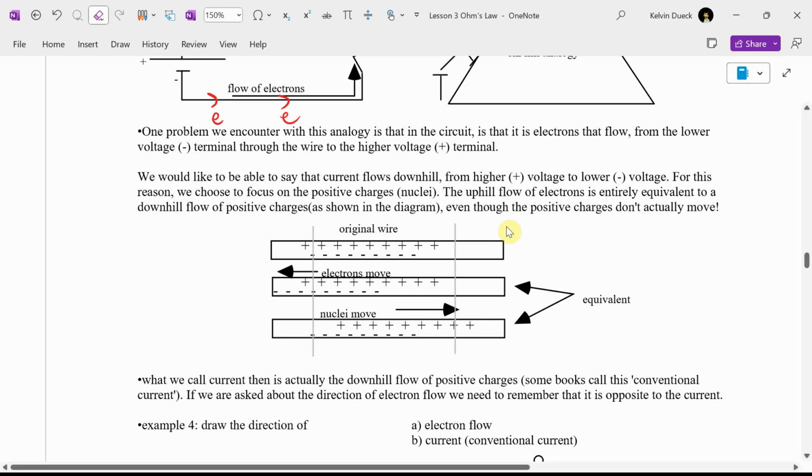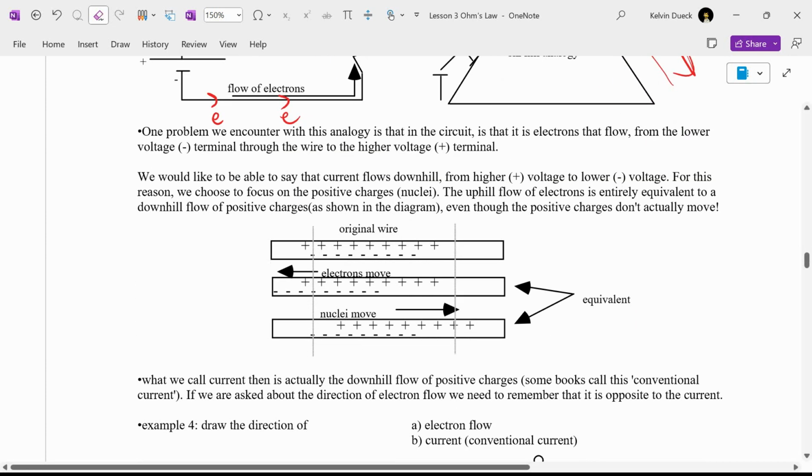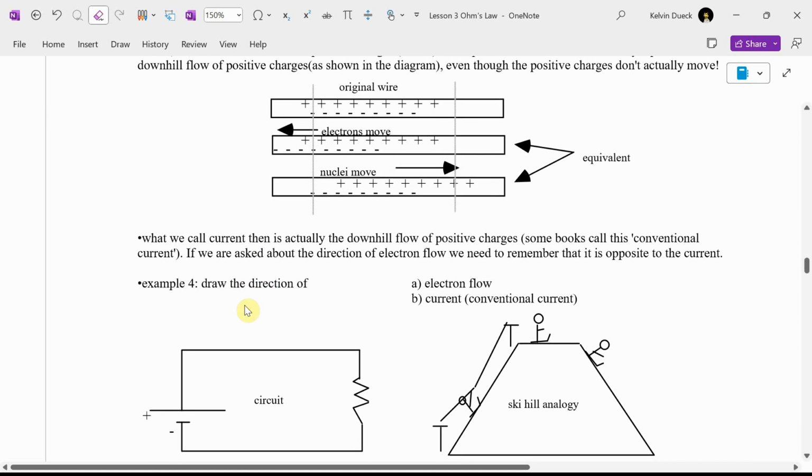So what we're going to do then is say the uphill flow of electrons going in the wrong direction, which we don't want, is mathematically equivalent to the downhill flow of protons, which we do want. So what does that mean? We're going to define current to be the direction the positives would move if they could, because it makes the math easier. What we call current is actually the downhill flow of positive charges if they could. Some books will call this conventional current, even though in real life it's the electrons moving.